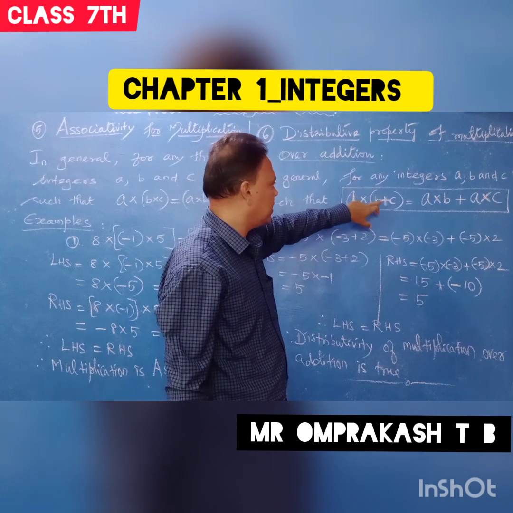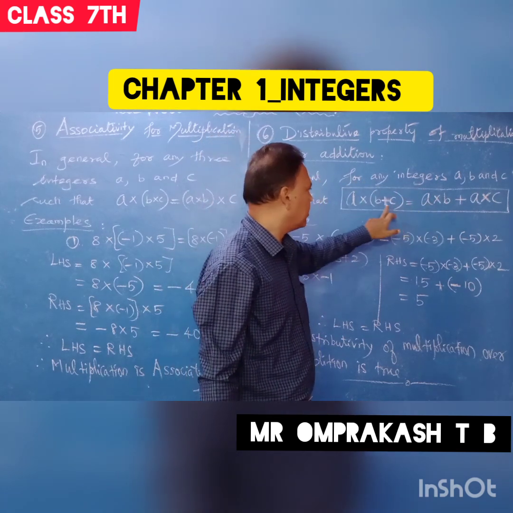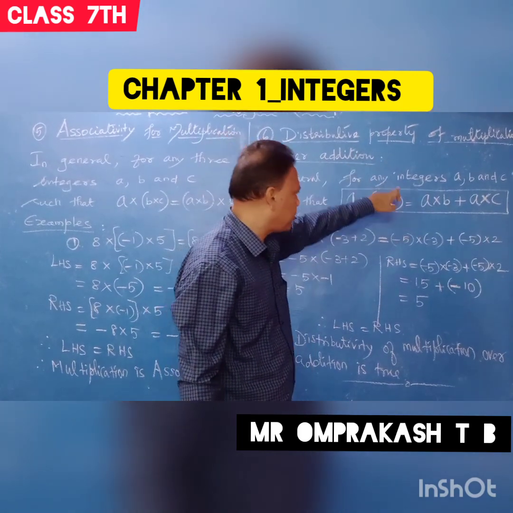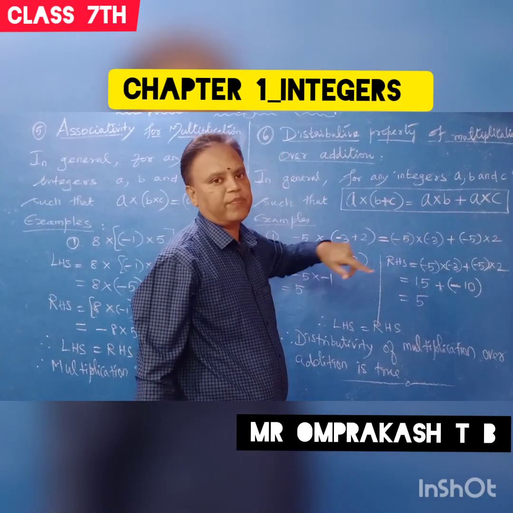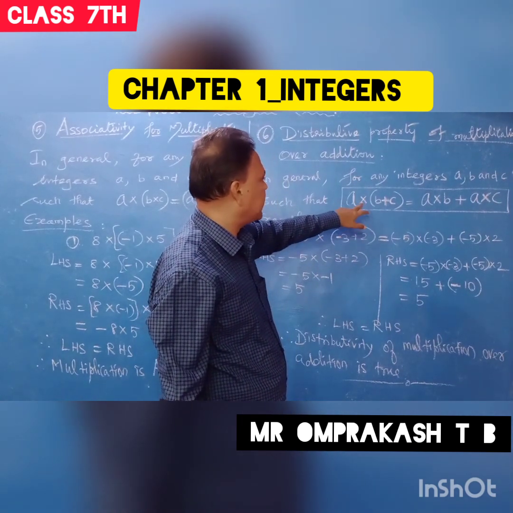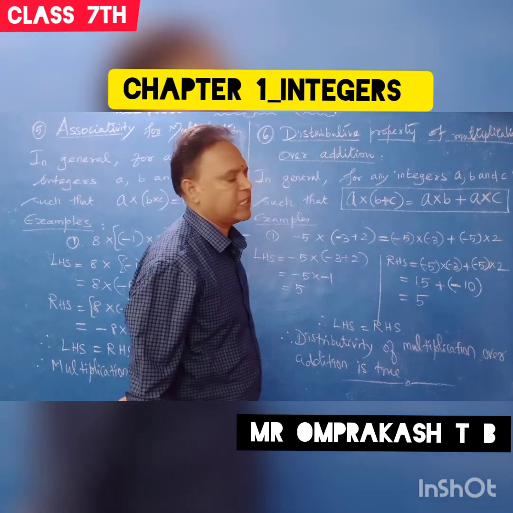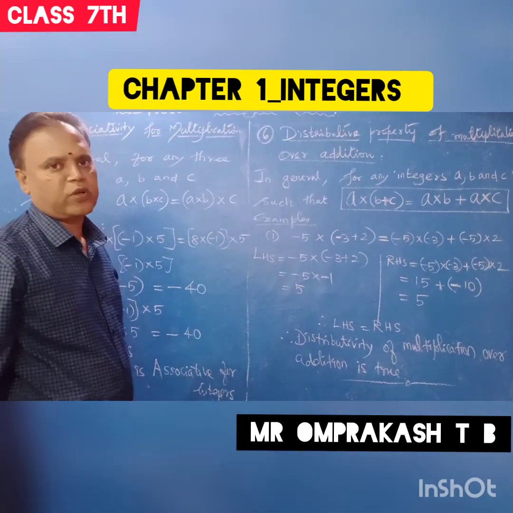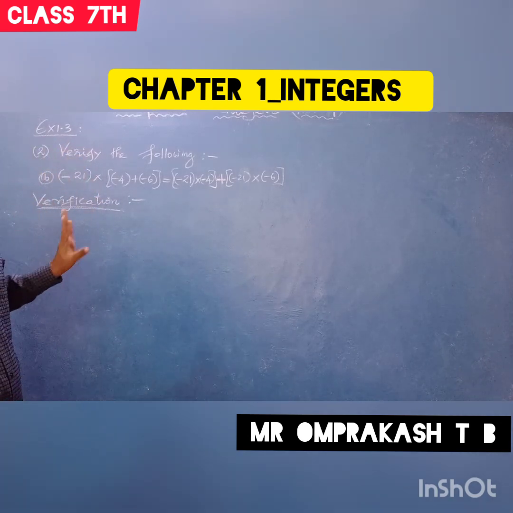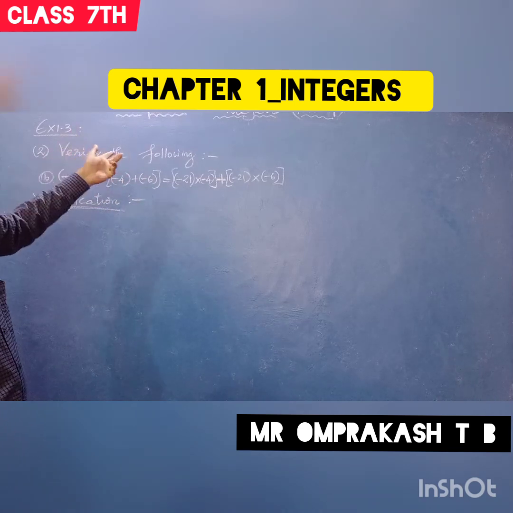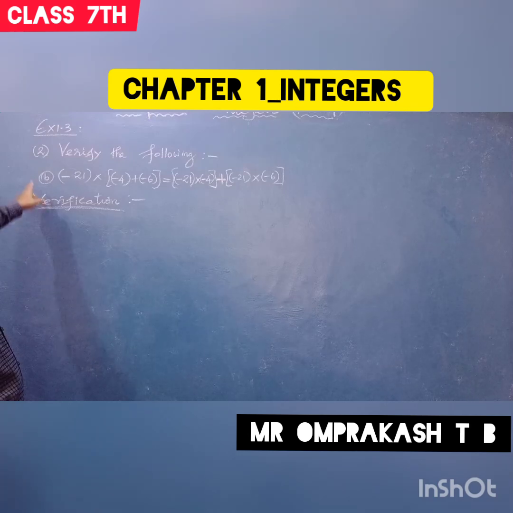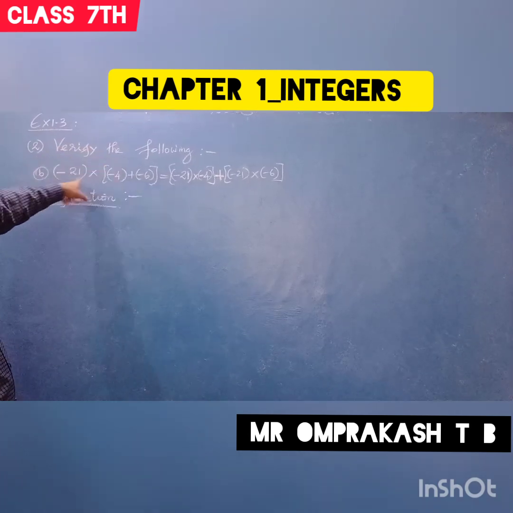That means A multiplied with B, A into B. The middle plus symbol is there, so you write plus. Then A, you have to distribute to C also, that is A into C. Clear? That's why it is called the distributive property, multiplication over addition. So next we will see the exercise 1.3 second problem, verify the following. The first problem is only to find the product, you can do it easily. I will give it as homework.